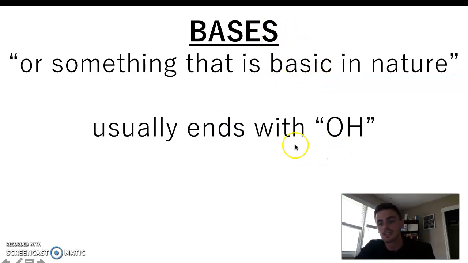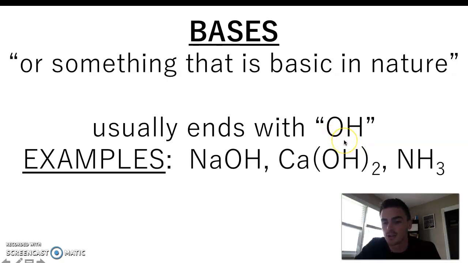So again, this is a very, very general characteristic, but bases usually end in OH, and we recognize that that's hydroxide. So you'll see these are two great examples of a base. We have sodium hydroxide and calcium hydroxide, and these are basic components. These are basic solutions. Not all bases end in OH.